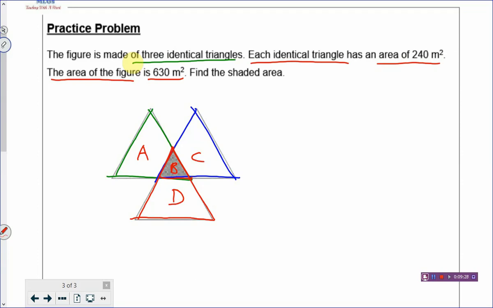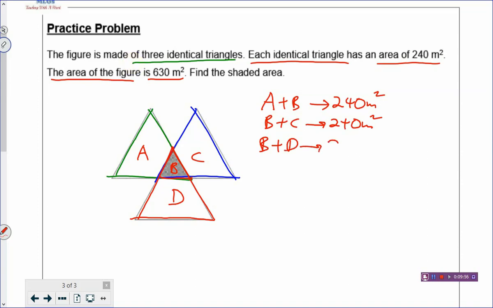For example, each identical triangle has an area of 240 meters square. So A and B will give you the area of a triangle, which is 240 meters square. And then the other triangle is B and C, the blue color triangle that you see. B and C is also 240 meters square. And then the red color triangle will be B and D. So B plus D is also 240 meters square because all the triangles are identical.